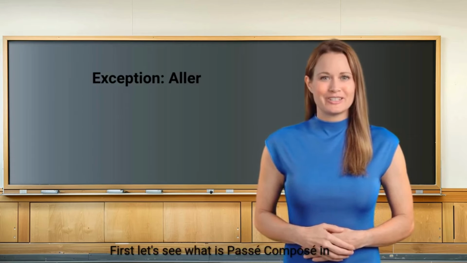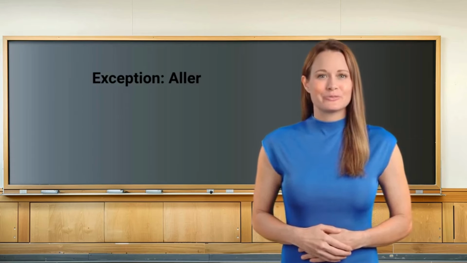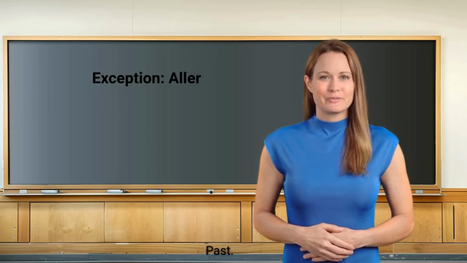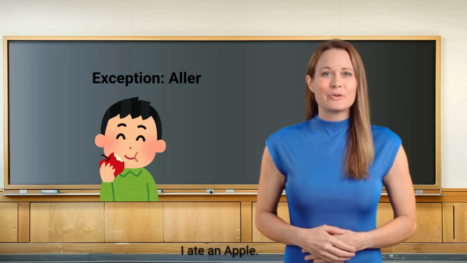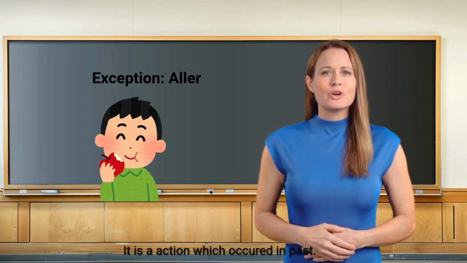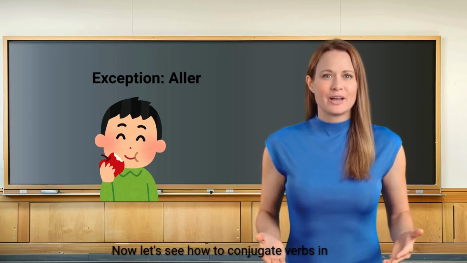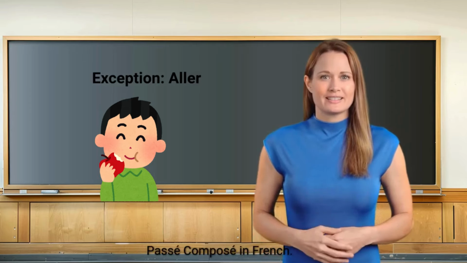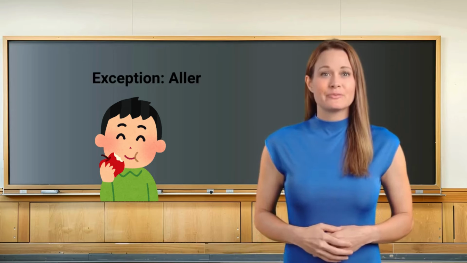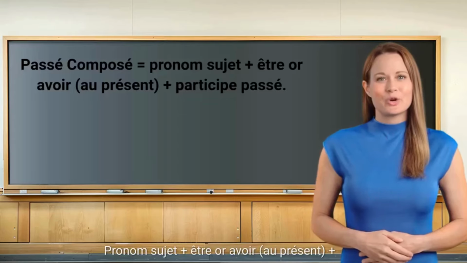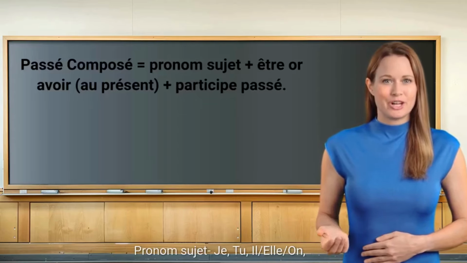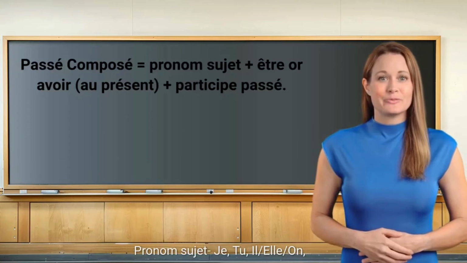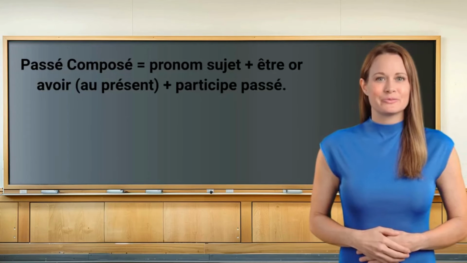First let's see what is passé composé in French. It is an action that took place in the past. For example, if we say in English, I ate an apple, it is an action which occurred in the past. Now let's see how to conjugate verbs in passé composé in French. Pronom sujet plus être ou avoir, au présent, plus participe passé. Pronom sujet: je, tu, il, elle, on, nous, vous, ils, elles.